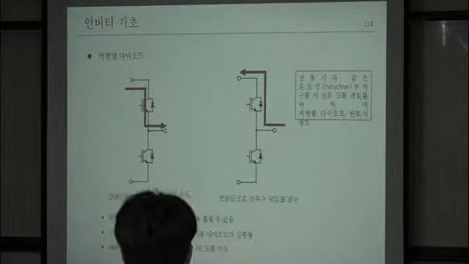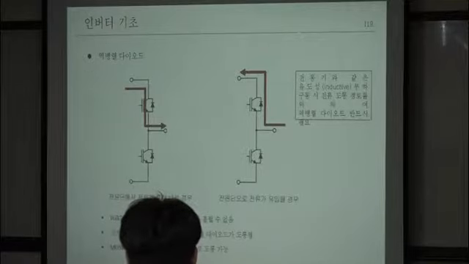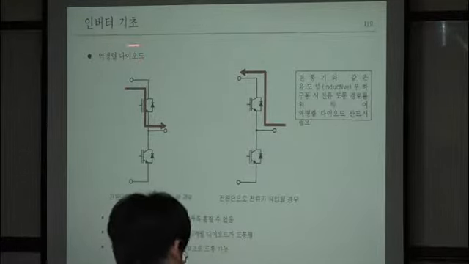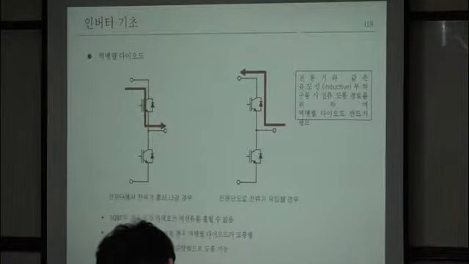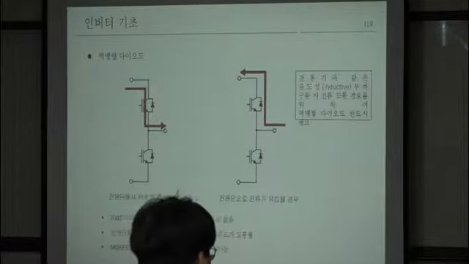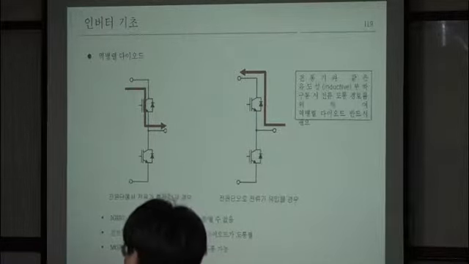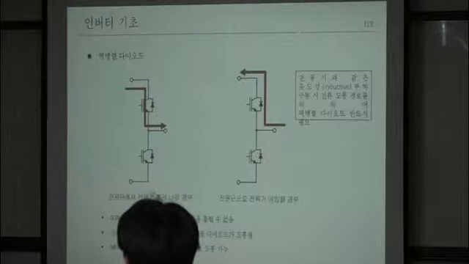So, let's consider the anti-parallel diode, 역병렬 diode. We call it the anti-parallel diode. Then why do you need to have the anti-parallel diode? For example, most of your loads are inductive loads. Probably almost over 90% of your load is inductive load. Inductive load creates reactive power. Reactive power means you see the opposite way of current path.